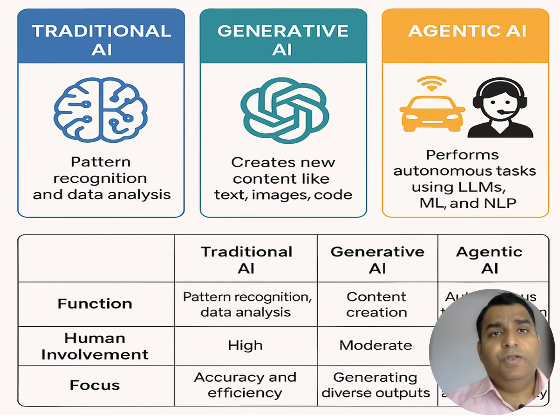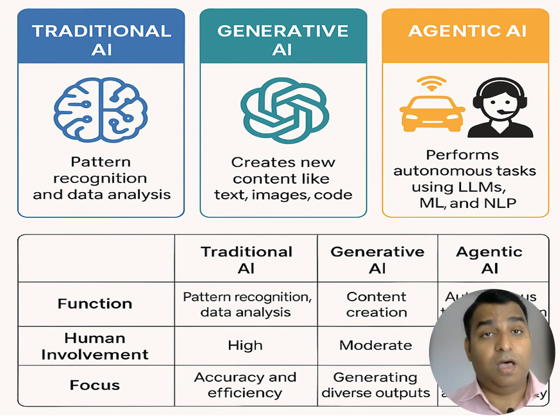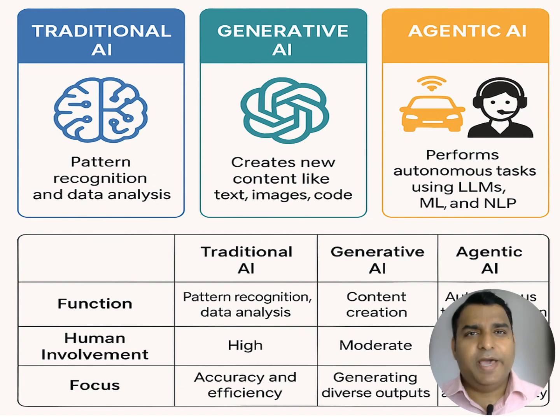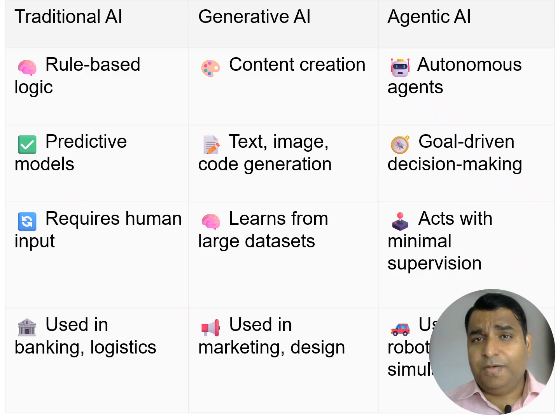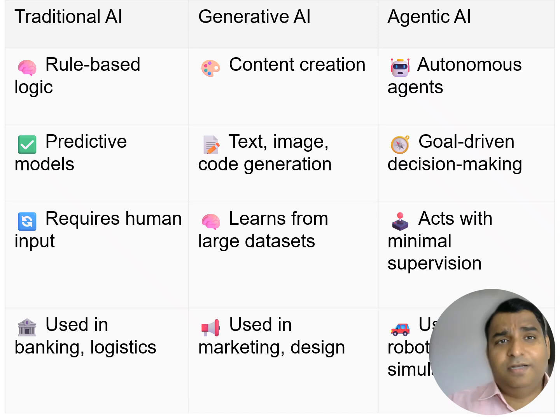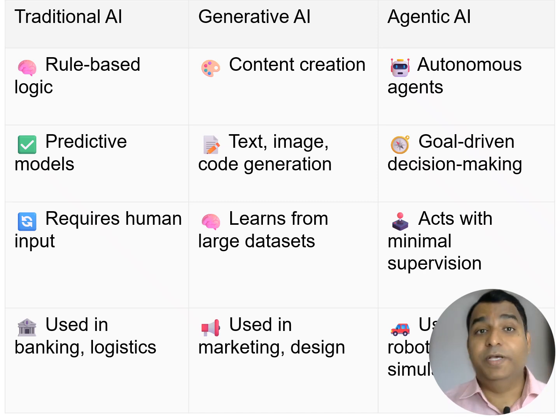So, we know that traditional AI depends on humans at large. Generative AI depends primarily on data, but in some cases it still depends on the human. But agentic AI does not depend at all. So in the next slide, you can see here, traditional AI is primarily rule-based logic. Gen AI is based on content creation. Agentic AI is an autonomous agent.